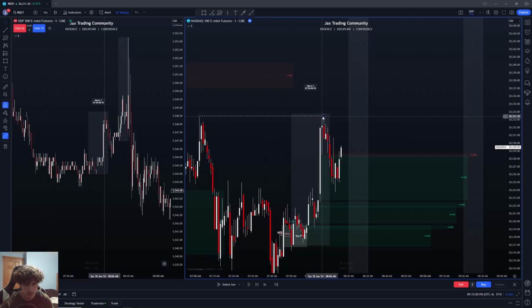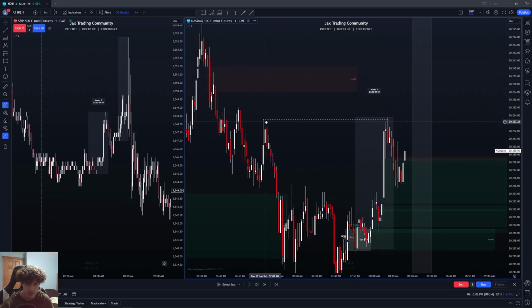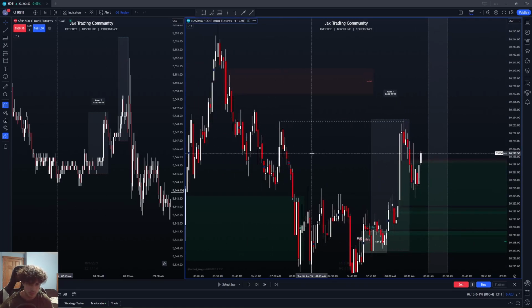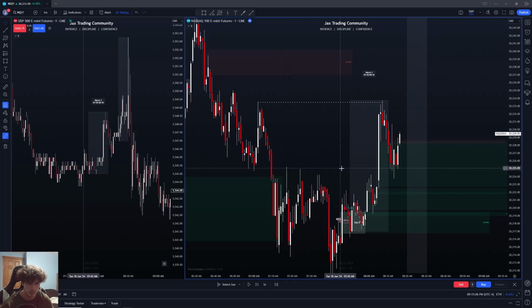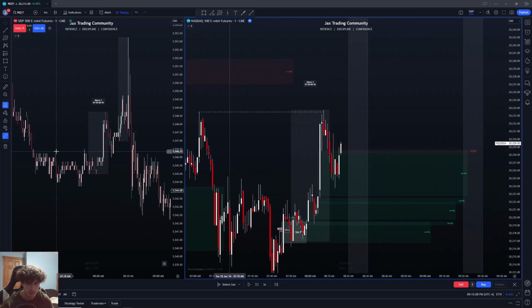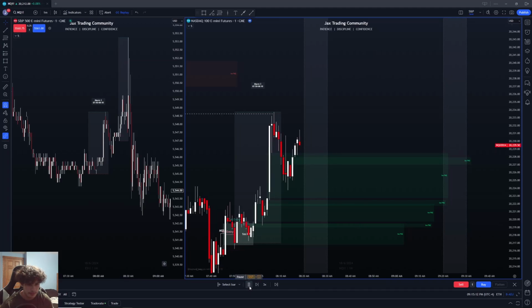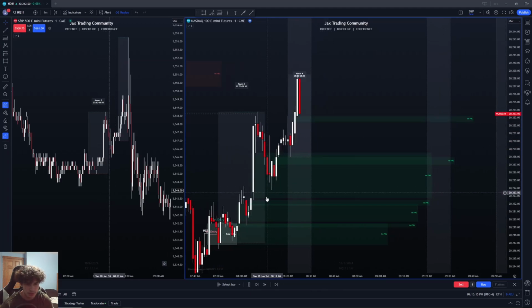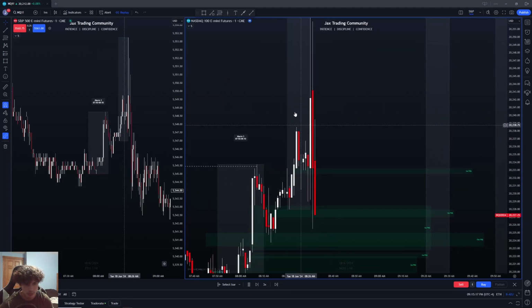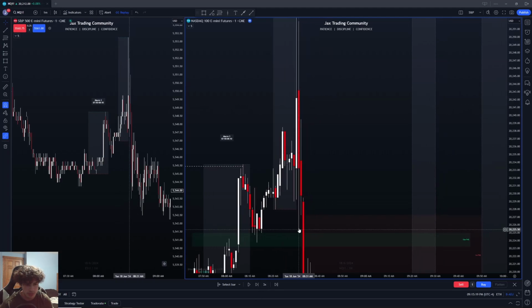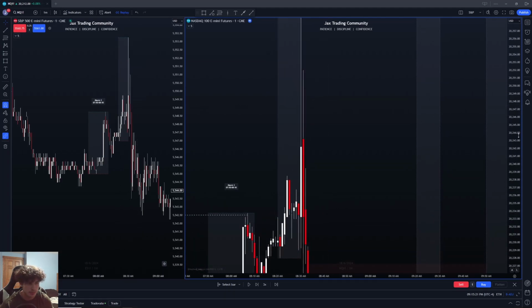Now we check, is there an SMT? No. No SMT at all. This is actually just kind of a bunch of weird action at the tops here compared to ES. But let's keep watching price here. We go up, go down. This is 830.